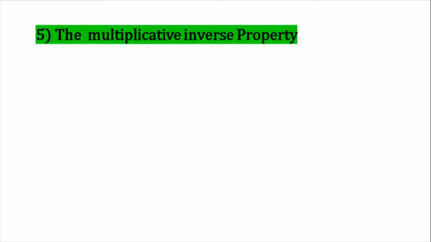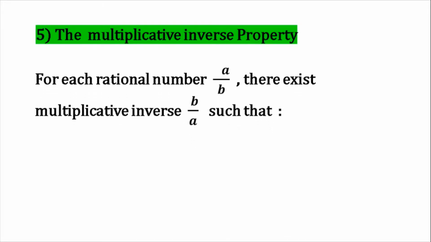Number 5. The multiplicative inverse property. For each rational number A over B, there exists a multiplicative inverse B over A, such that A over B multiply B over A equal 1.